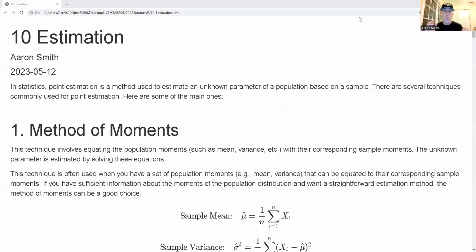Hi, in this video, we want to take a look at point estimation in statistics. All right, the big idea here is that there is some value that I can't actually observe, but I can use data and mathematics to estimate what that value is.